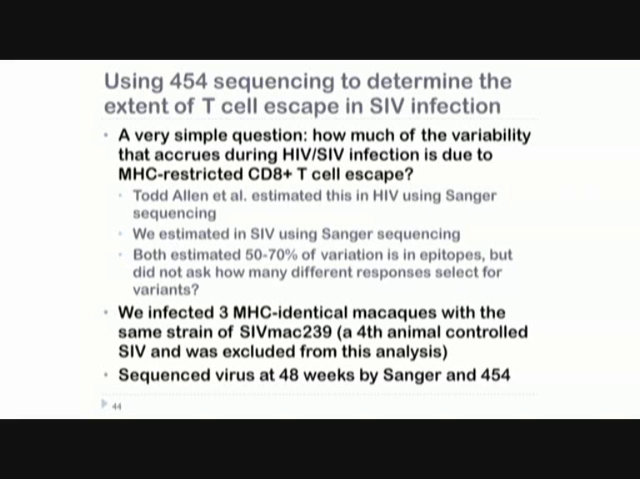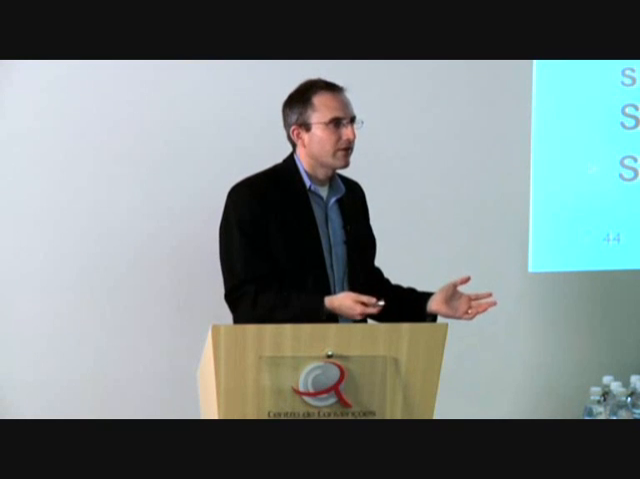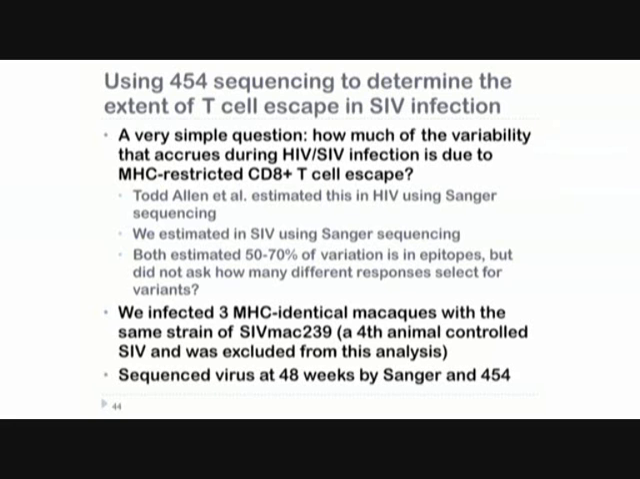But we've never been able to ask the converse question, which is how many different responses select for viral escape variants. So if you have 20 sites in the viral genome that are accumulating escape variants, we know that a lot of the variation that arises during an infection is due to T cell selection. But we don't know if we see 20 sites in the genome that are accumulating variation, whether that means that there are 25 T cell responses that have been mounted in that individual, or whether there's been 75 T cell responses in that individual.